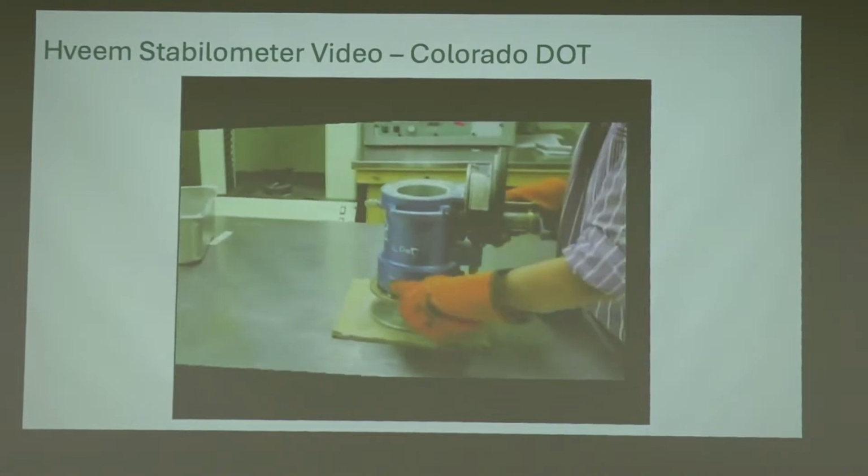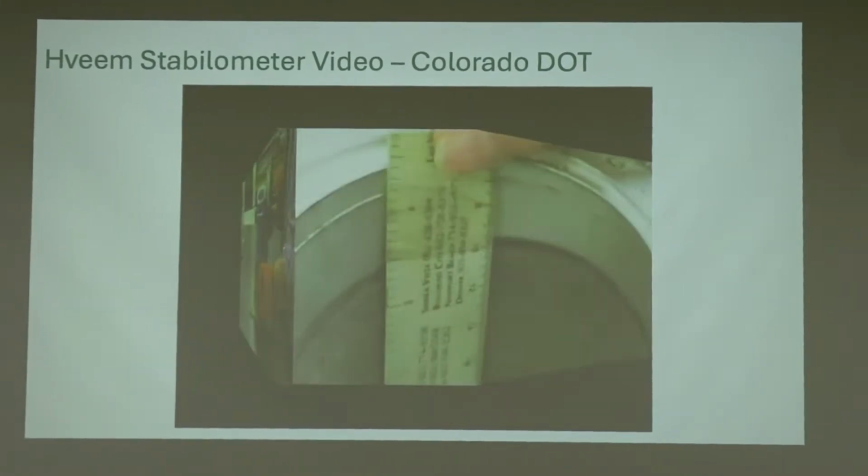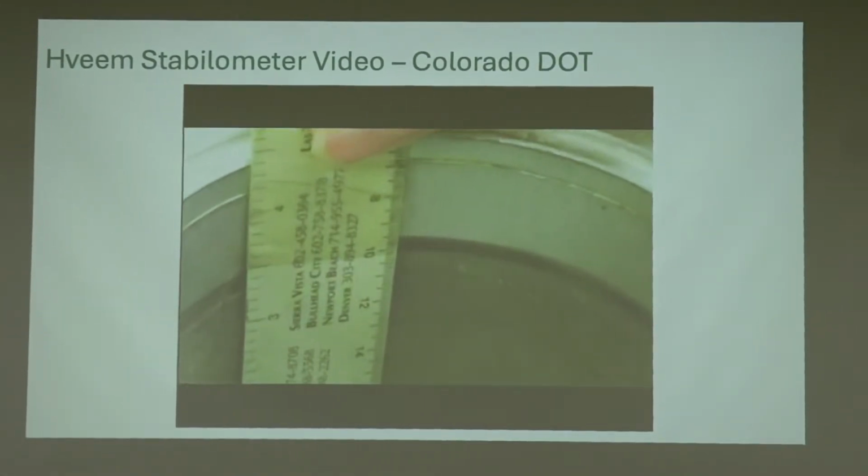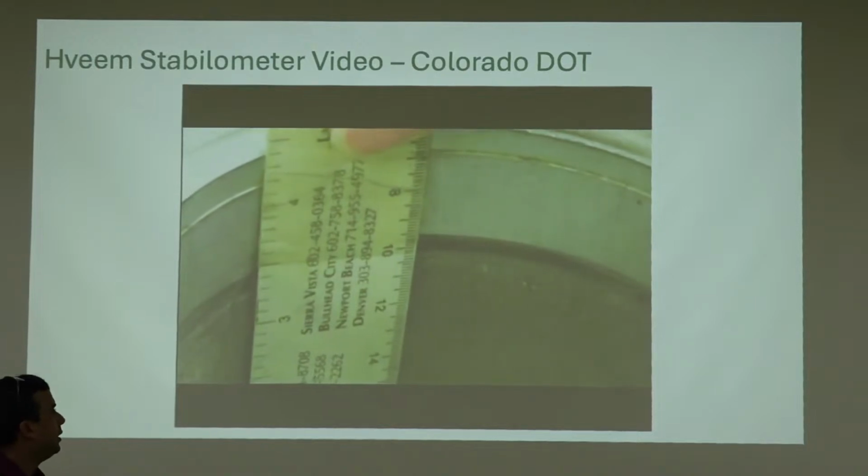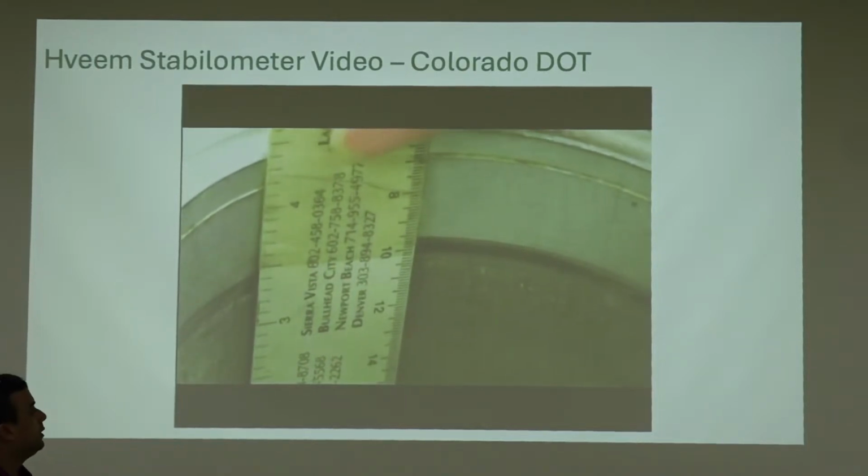You'll take the adjustable base out of the oven, place the stabilometer onto it. You're going to take a measurement from the bottom of that metal ring down to the top of the base. It should measure 3.5 inches.